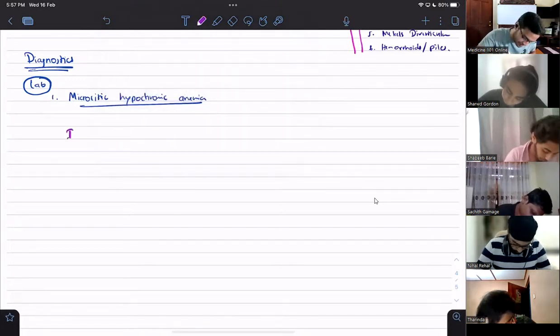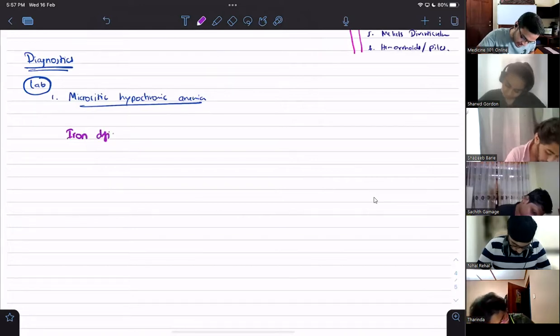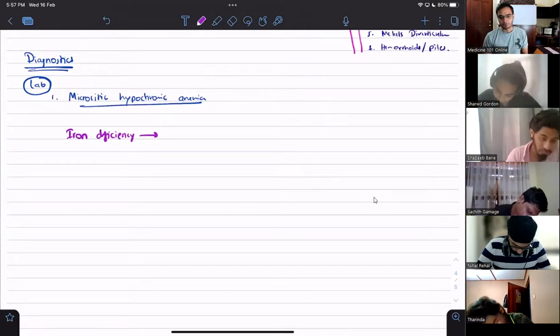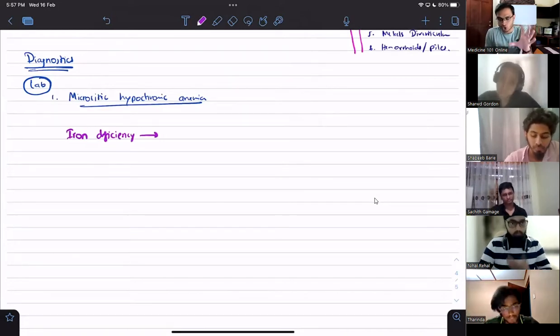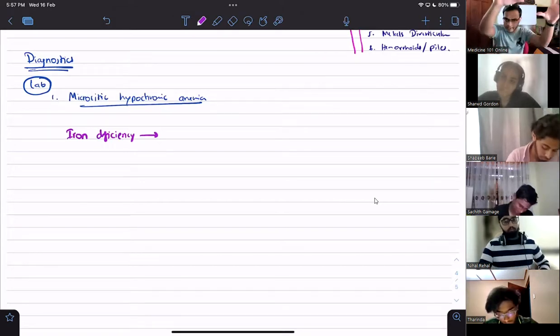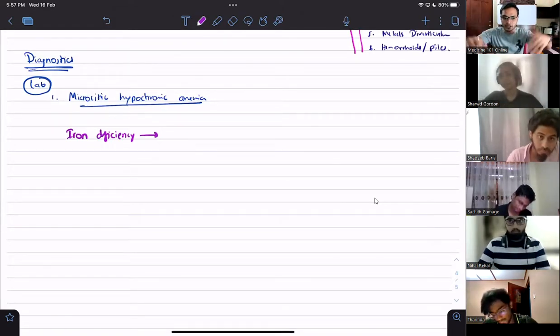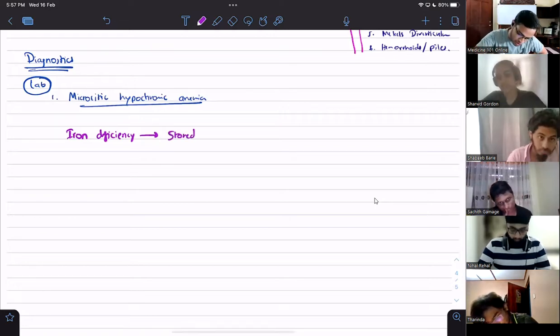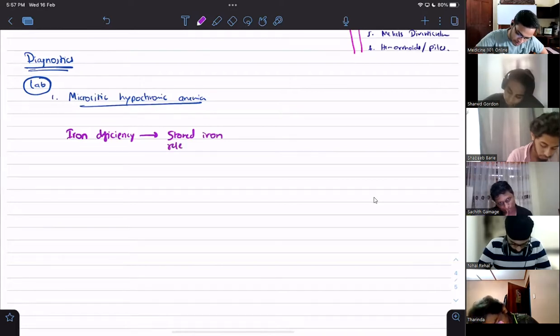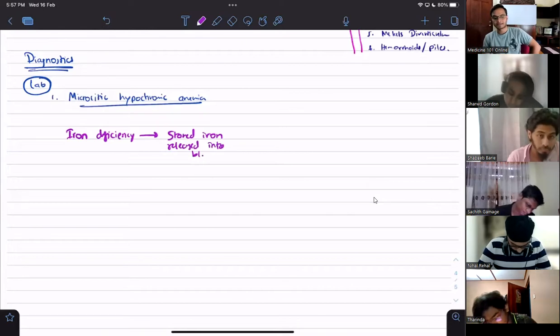I'm telling we have a patient. I will start the first step: iron deficiency. Now, when we have a patient with iron deficiency, tell me this, what is happening to his stored iron? Remember when I say stored iron, will they be kept in storage or will they be released into blood? What is happening? Released into blood. So write that stored iron is released into blood.